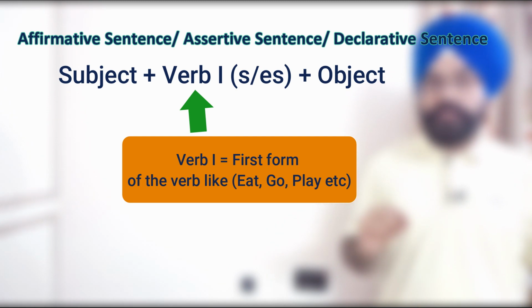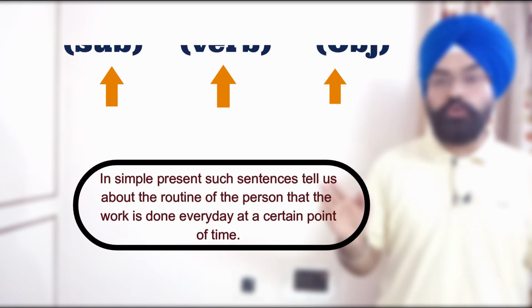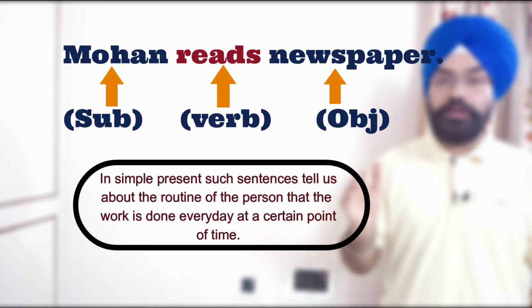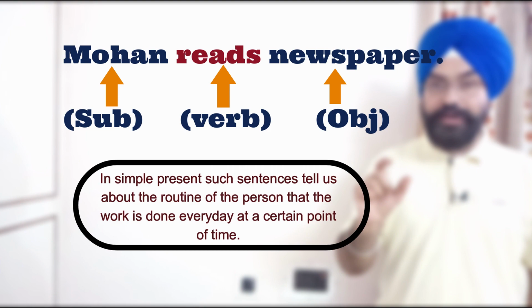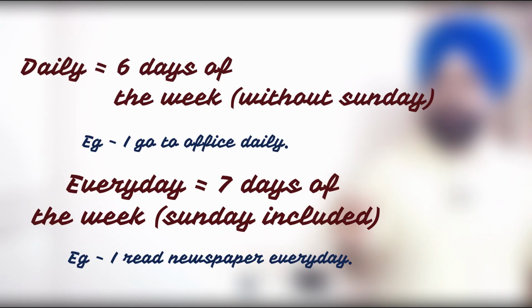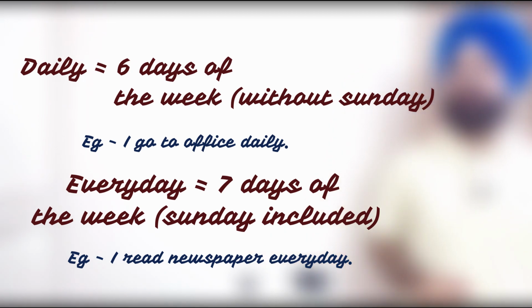This is called an affirmative sentence in simple present, and it is telling about the routine of Mohan. This work is done by Mohan every day, right? Every day means Sunday is also included there. There is a difference between daily and every day. Daily means that you go to office daily, you do not go to office every day. Daily does not include Sunday, so be careful. The activities you do every day include Sunday. So Mohan here is reading newspaper every day, so that is his routine.